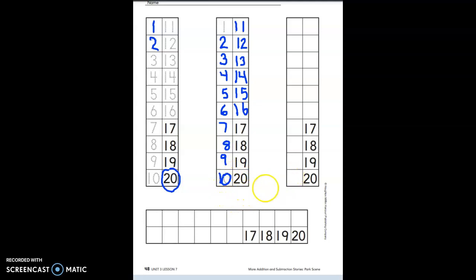And then you get to do it 1, 2 more times. And then you are finished with that page and put it away in a safe spot.